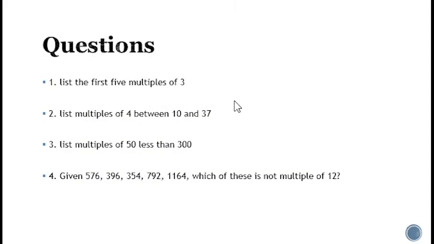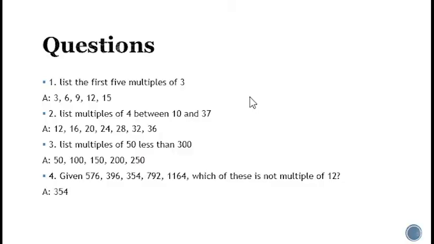These are several questions that you can attempt. You can pause the video if you want to, as I will be revealing the answers now. For question 4, just use your calculator. Unless the question asks you to show your working, just use your calculator, divide each by 12. And if you don't get a whole number, which is a number without a decimal point, it's not a multiple of 12.